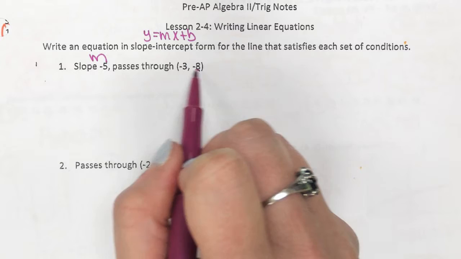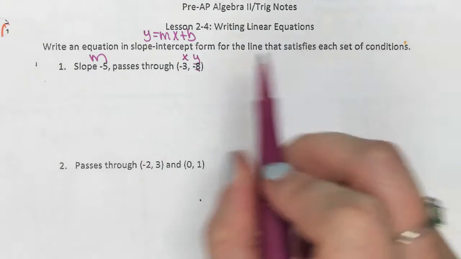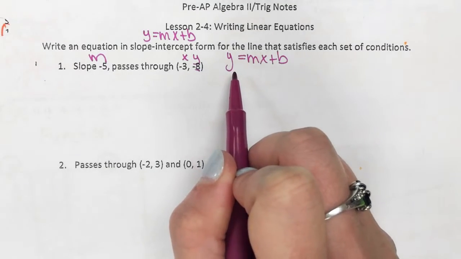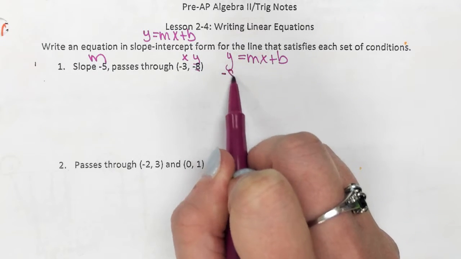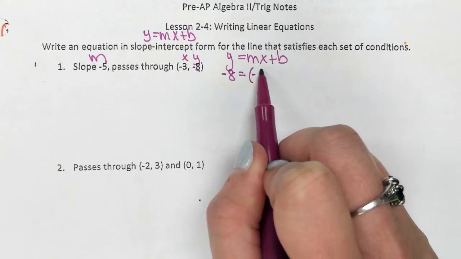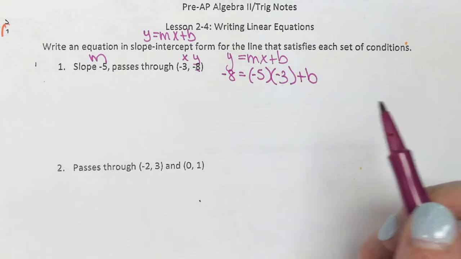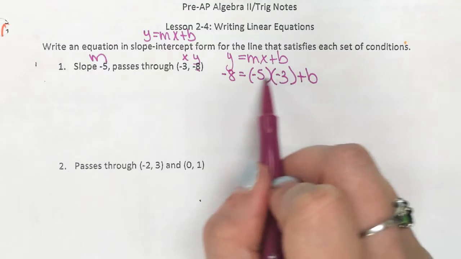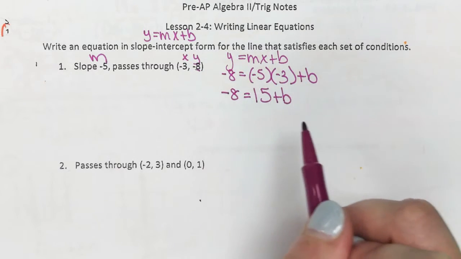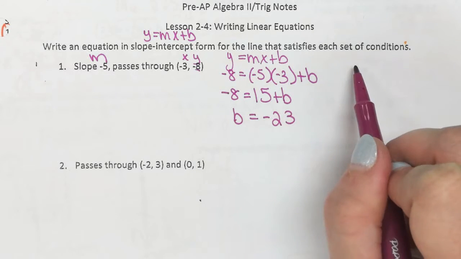Then they give you -3 and -8. What letters are those? X and Y. Very good. So when you have y equals mx plus b, you can replace y with what number? -8. You can replace m, your slope, with what? -5. You can replace x with, yeah. And then the only letter you have left is b, so you can solve for it. So what's -5 times -3? Positive 15. And then you subtract it to the other side. And b is -23. Very good.